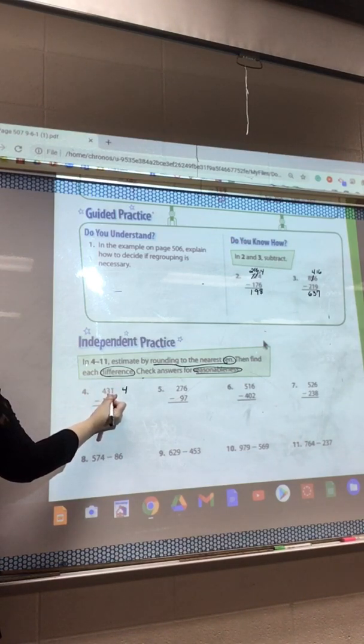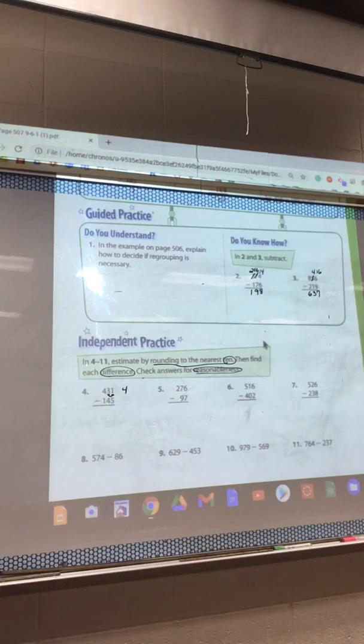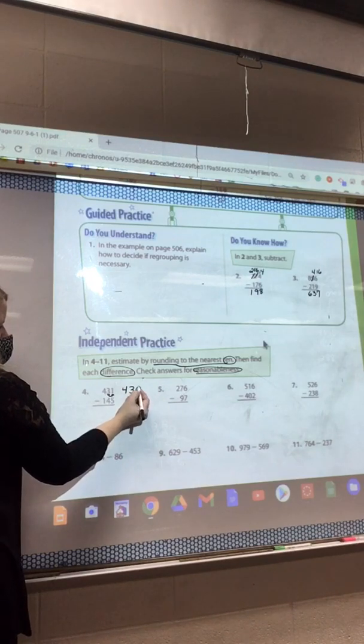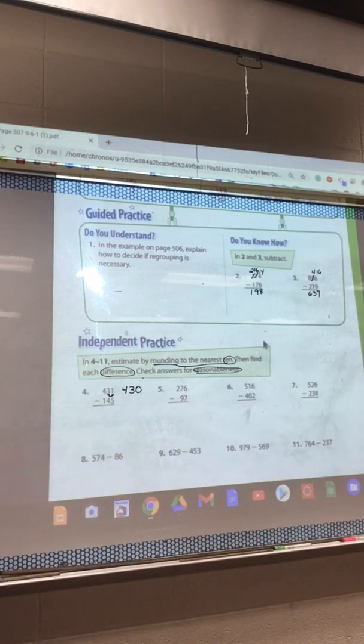Now draw your little arrow over. Is that more than 5? No. Is it 5 itself? No, it's less. So we're going to keep the 3. So I've got 430. Okay, let's go to the next number.